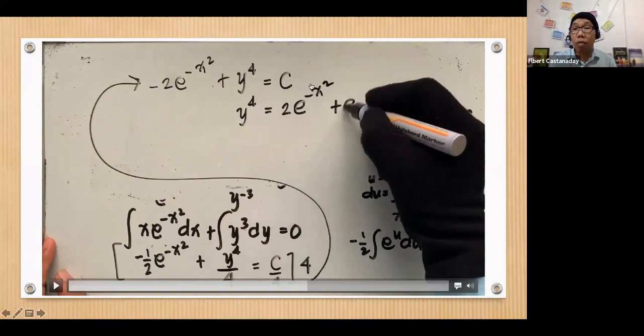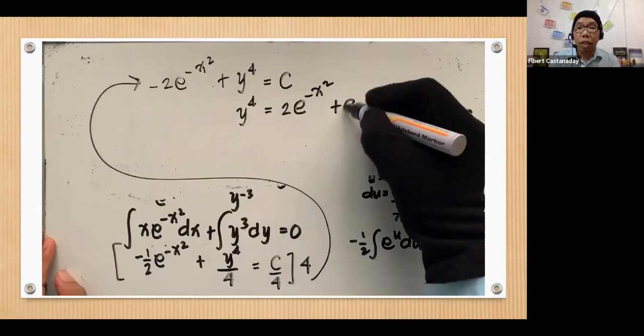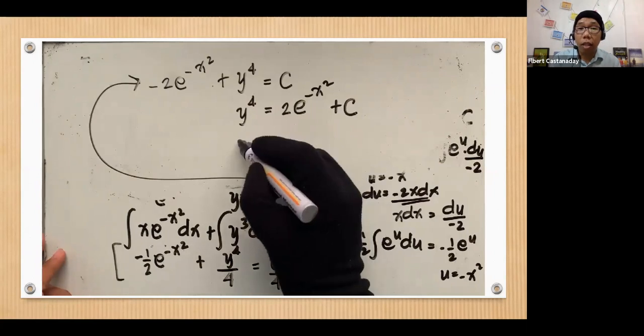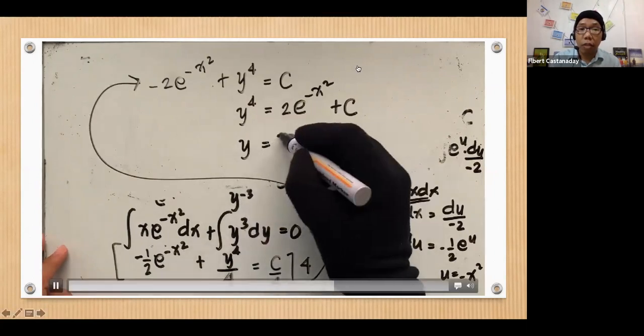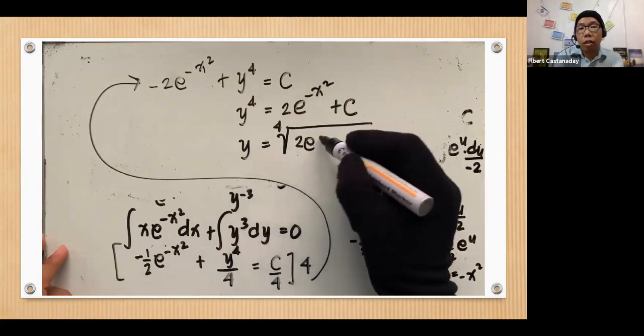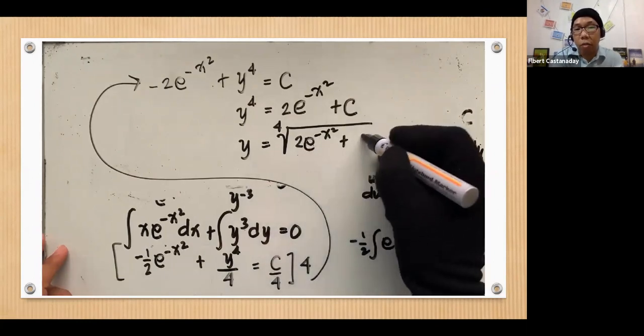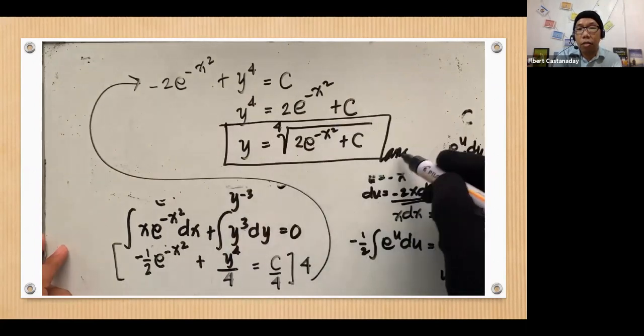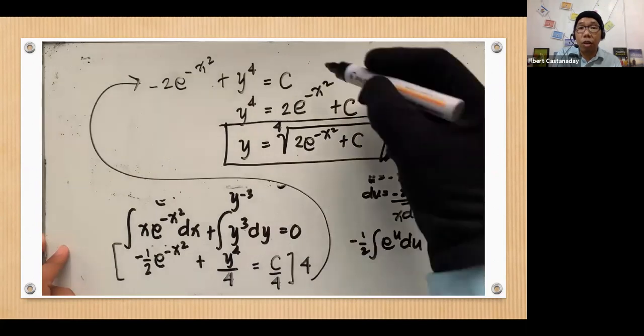Again, this is one way of writing your solution if you're asked to solve for y, or to express your answer in terms of x, where you have written y explicitly. So plus c. So this may be your final answer, or you can take the fourth root of both sides. So you have the fourth root of 2 times e raised to minus x squared plus c. So this will be your final answer to the given first order differential equation.